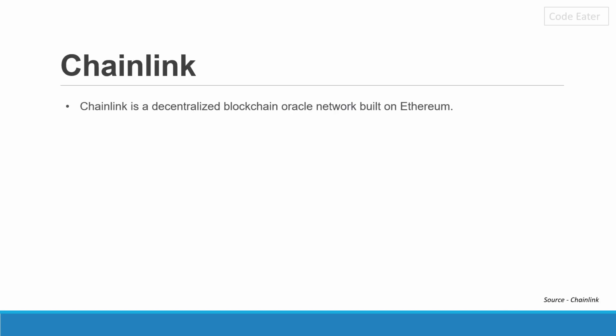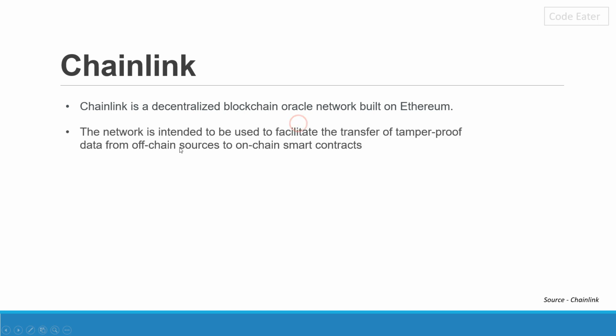Chainlink is a decentralized blockchain oracle network built on Ethereum. This is perfect for our situation because it is decentralized in nature. The second thing is, the network is intended to be used to facilitate the transfer of tamper-proof data from off-chain sources to on-chain smart contracts. Chainlink provides us with tamper-proof data, which is very important because we are trusting a third party, right? Definitely this third party is a decentralized network, but still it is a third party. So Chainlink helps us in providing this tamper-proof data.